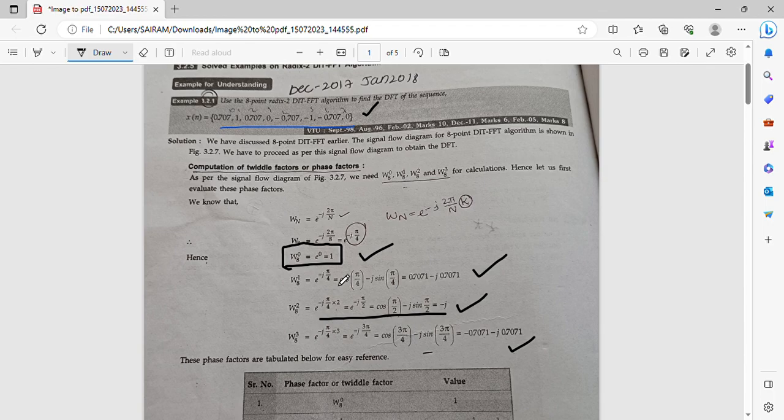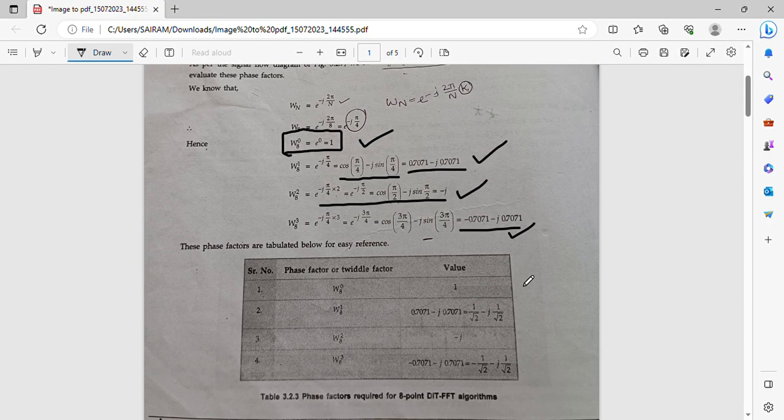Here you can see that omega 8 to the power of 1 is e to the power of minus j pi by 4, which gives cos pi by 4 minus j sin pi by 4, which is equal to 0.7071 minus j 0.7071. And omega 8 to the power of 3 is equal to minus 0.7071 minus j 0.7071.